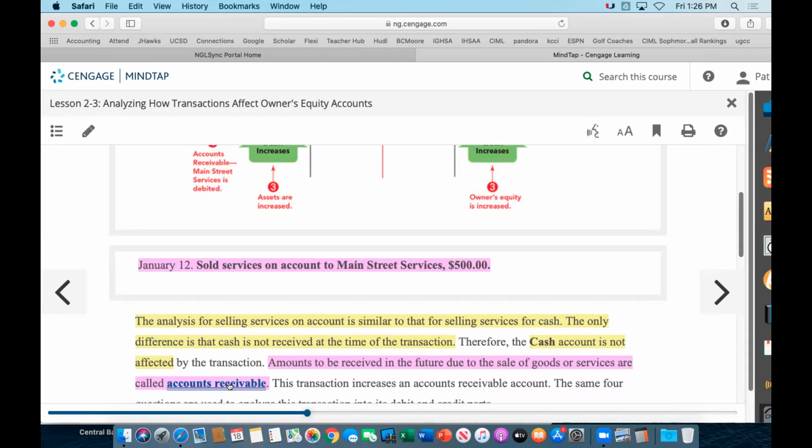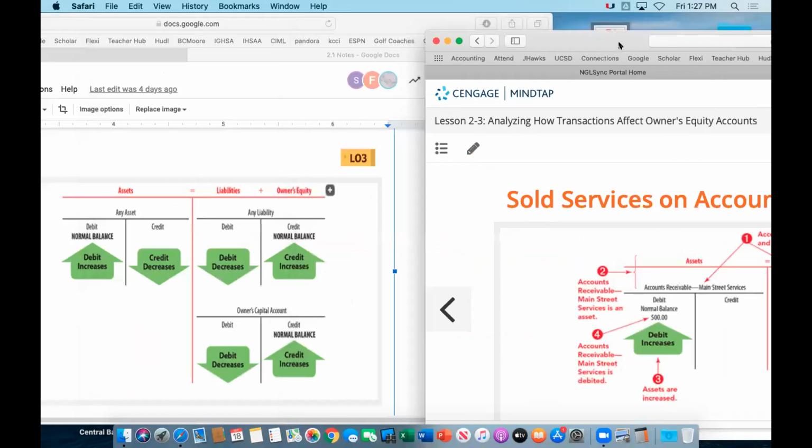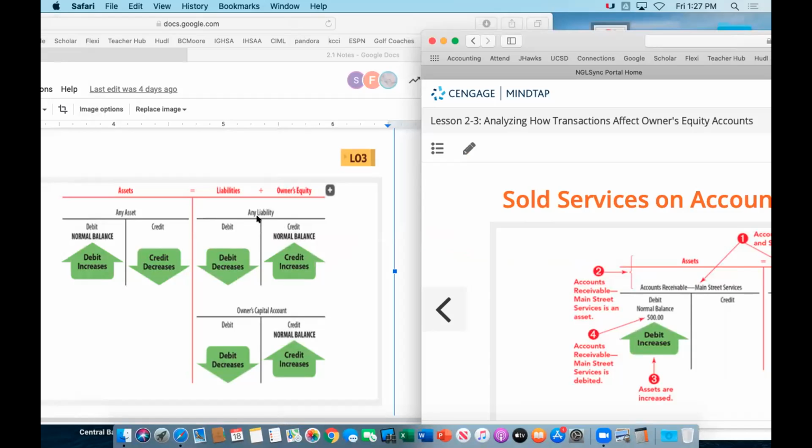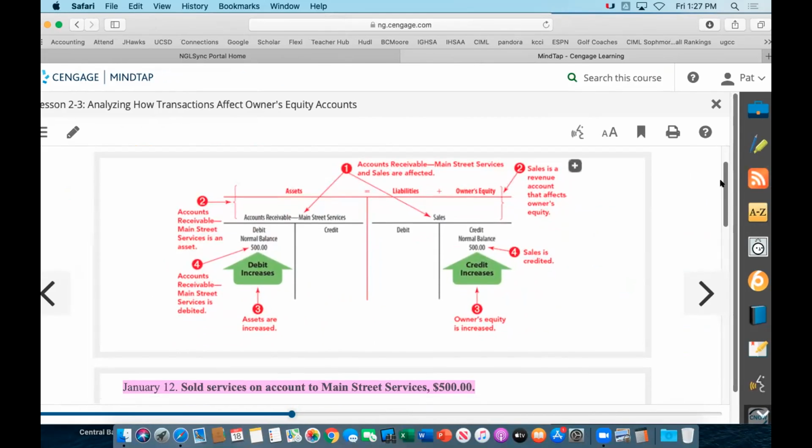Accounts receivable, we wrote down on the board, was an asset. It's something of value. Why is that? Because if I go into your store and I buy supplies from you or something, you would sell services on account. That means then you bill me. That's a good thing because later you're going to get paid. You're going to receive cash later. So when you're going to receive cash later, it's an asset called accounts receivable. When you're going to pay cash later, it's an account payable. It's a liability.